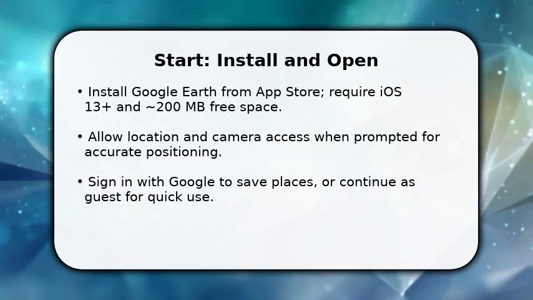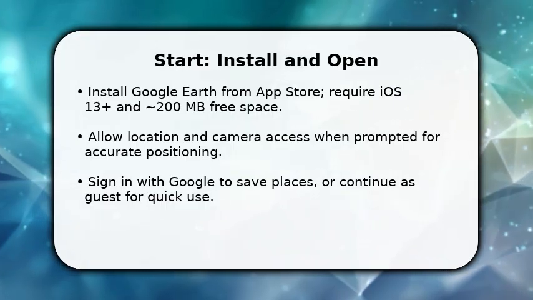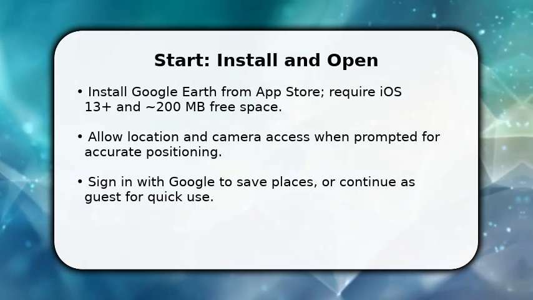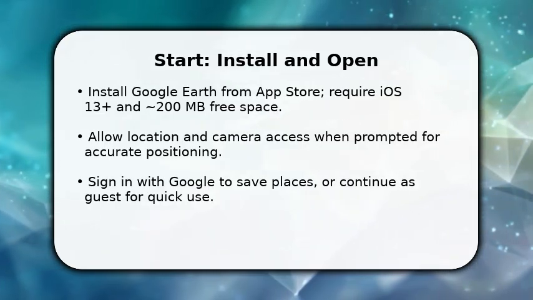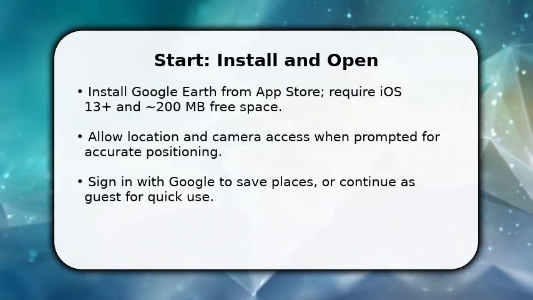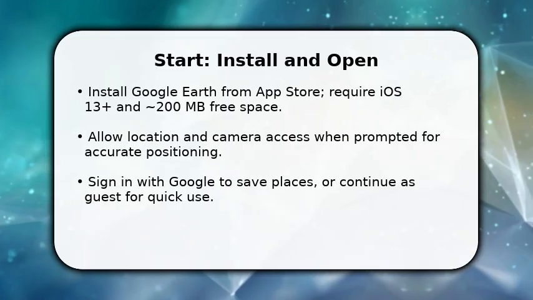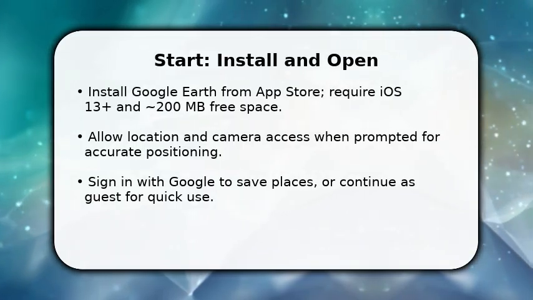You'll begin by installing and launching Google Earth on your iPhone. This gets the app ready to load imagery and your saved places. Once opened, grant location and camera permissions so Earth can center on you and use Street View where available. Make sure you sign in with your Google account if you want history and place marks synced. Otherwise, continue as a guest for fast browsing.